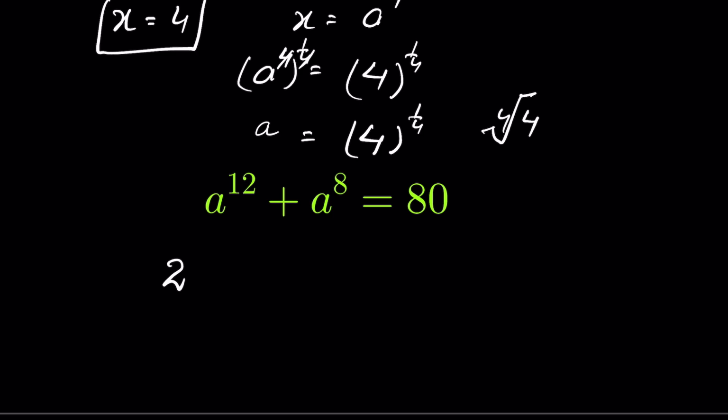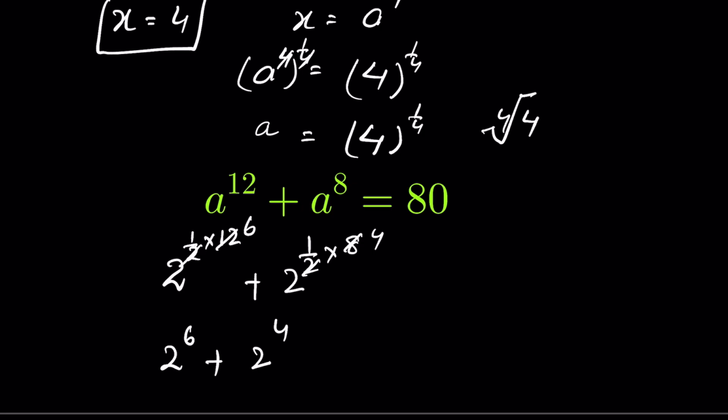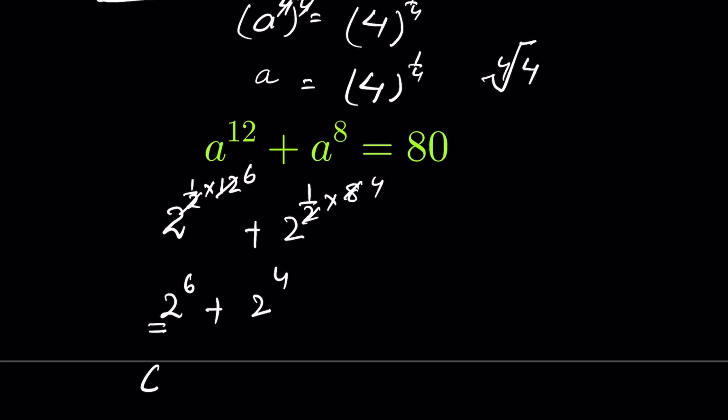So, 2 raised to the power of 1 upon 2 times 12 plus 2 raised to the power 1 upon 2 times 8. 2 times 6 is 12, 2 times 4 is 8, 2 to the power 6 plus 2 to the power 4. 2 to the power 6 is 64 and 2 to the power 4 is 16. Again, LHS is equal to RHS. So, we can write the answer is square root of 2.